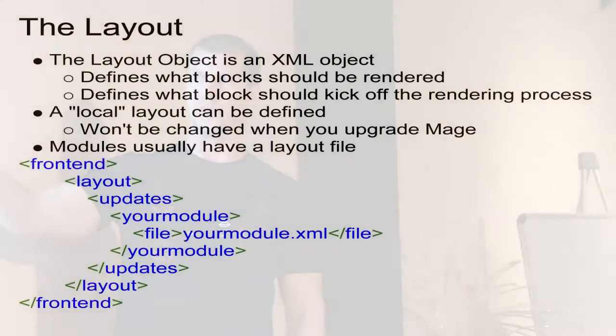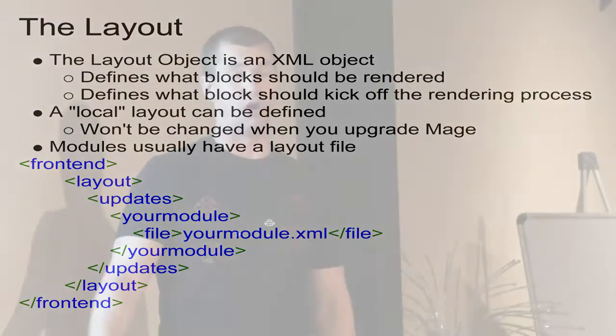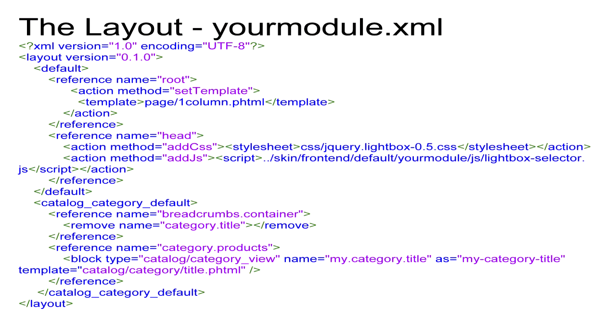Modules also usually have a layout file. So in the module configuration, you'll see things like front end layout updates in your module XML. There could also be admin HTML instead of front end, and that's how it would load layout files for the backend, the admin backend. So this would be an example of your module XML.